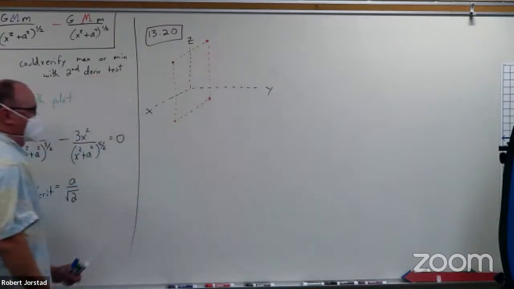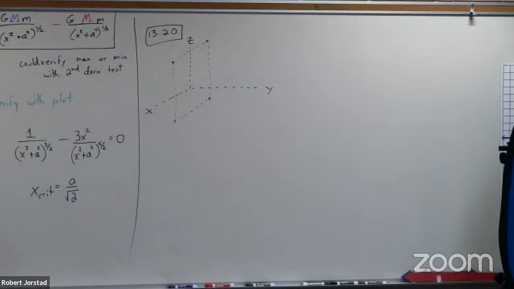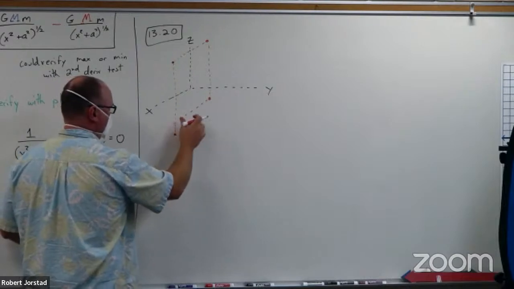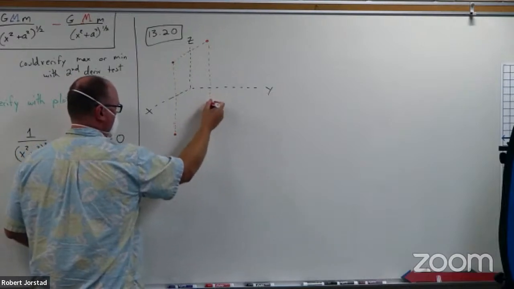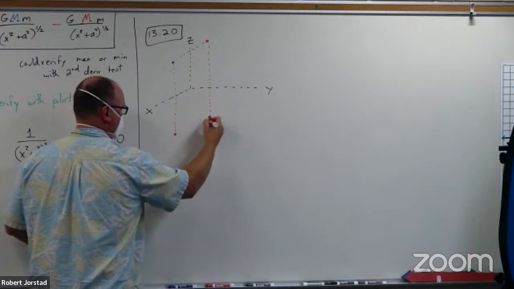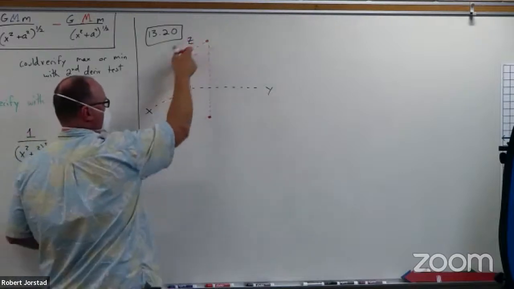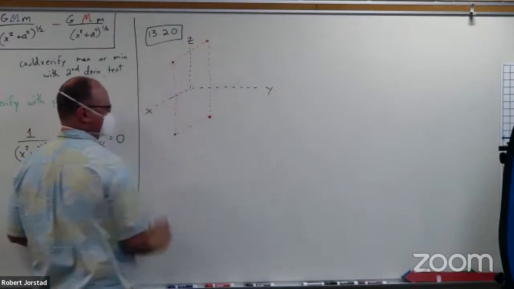In the XZ plane. So that's supposed to be a square. It's supposed to be centered. It doesn't look very centered. Okay, so to be clear, this red square is supposed to lie in the XZ plane.